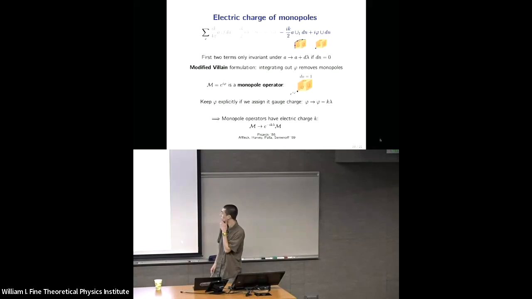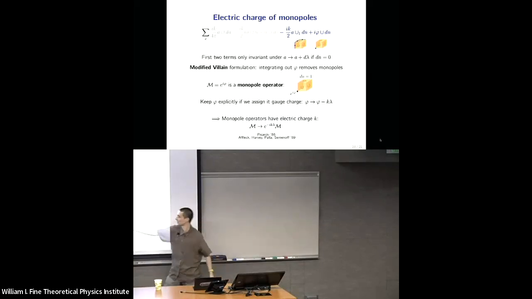Now monopoles. It turns out that these first 2 terms are not quite invariant under ordinary gauge transformations. They're only invariant provided dn is 0, so only in the absence of monopoles. But that's not a problem, because we can just remove monopoles with a Lagrange multiplier, which implements this as a constraint. That's what phi is. Phi is a 0-form. It lives on sites, and it just sets dn to be 0. If we want a monopole, we just have to put it in by hand.